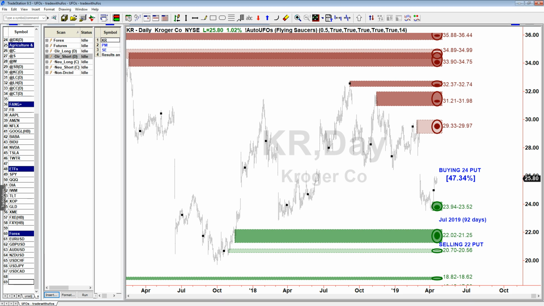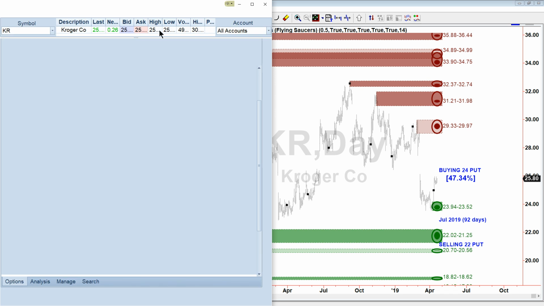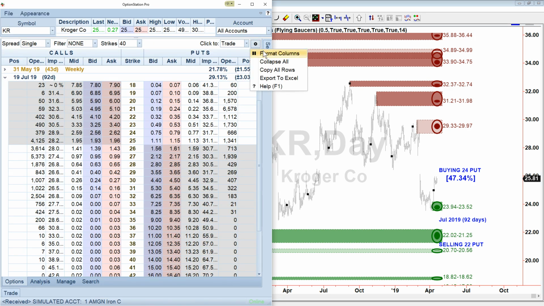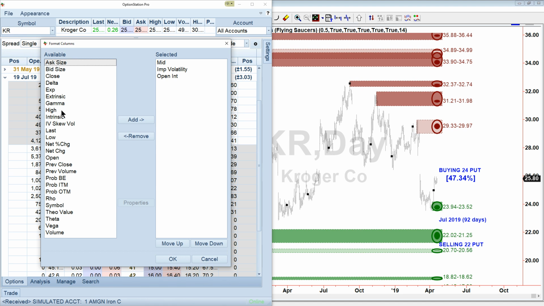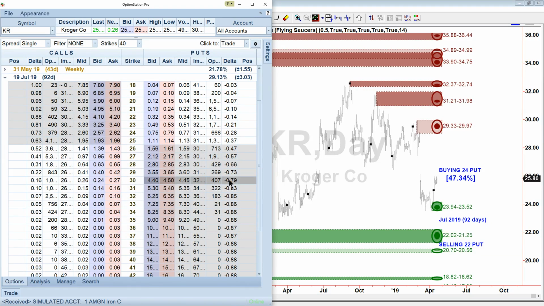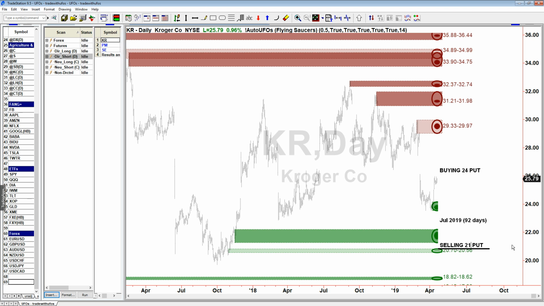Wait a minute, guys. Here we go. Now, let me add format columns. I would like to add delta values here. So if I do the 24, it has a negative 28 delta. And if I do the 22, it has a negative 14. So negative 14 basically gets rid of half of my delta. That's a little too much. So I would go for the 21 instead of the 22, and that would make the trade a little better.